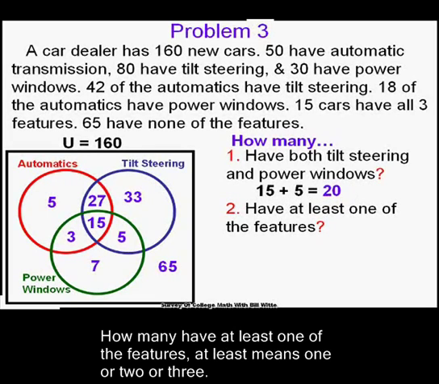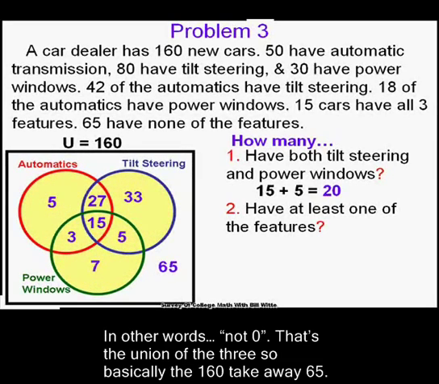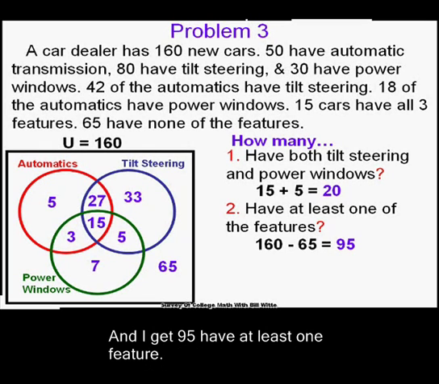How many have at least one of the features? Meaning at least one means I have 1 or 2 or 3. In other words, not none. That's the union of the 3. So basically 160, take away the 65. And I get 95 have at least one feature.